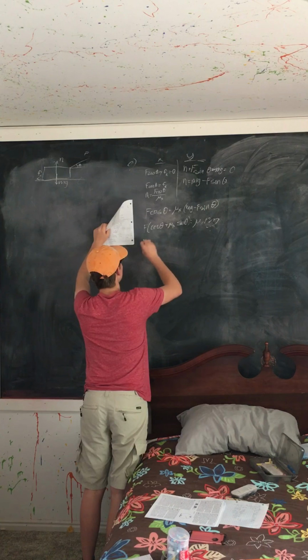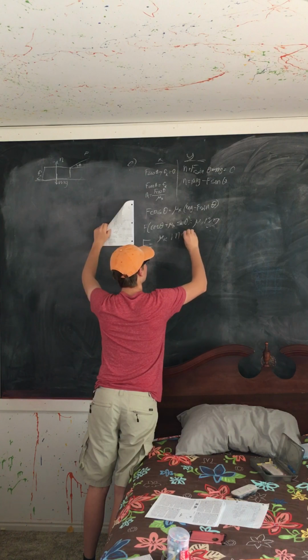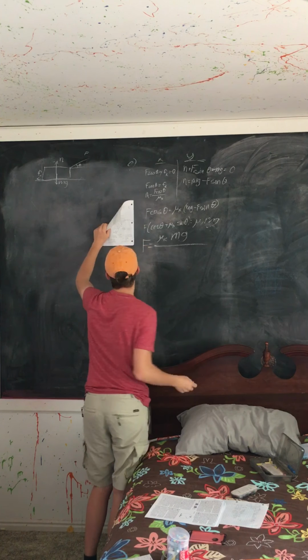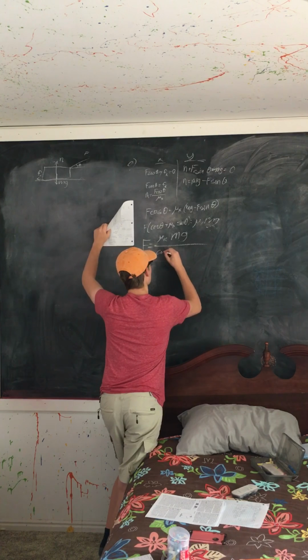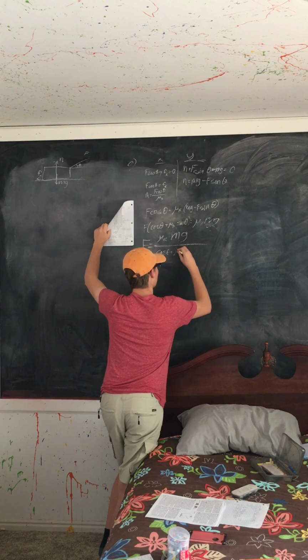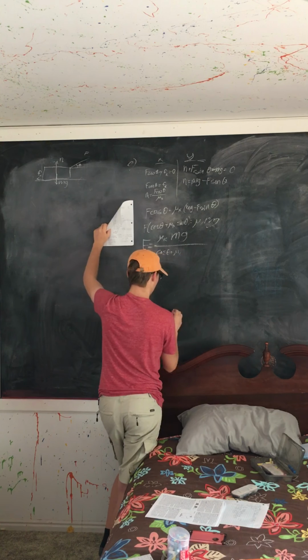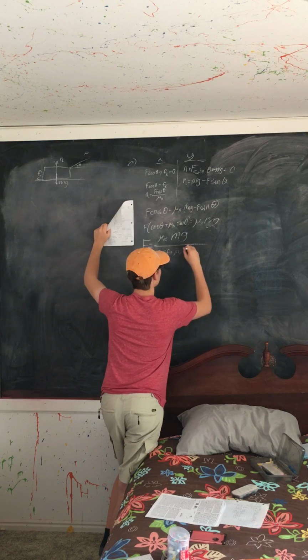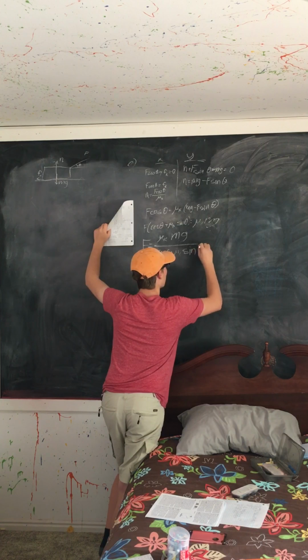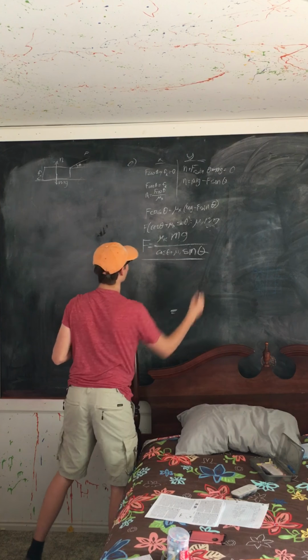Then the force is equal to the coefficient of friction times mass times gravity divided by cosine theta plus the coefficient of friction times sine theta. So there's our answer for part A.